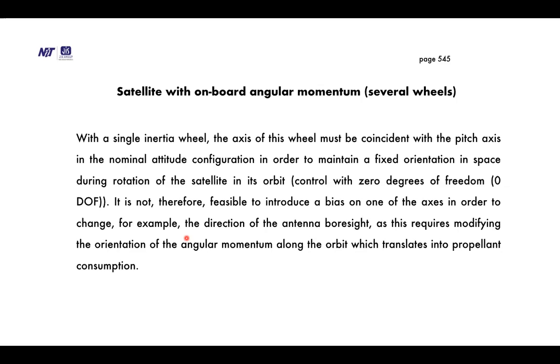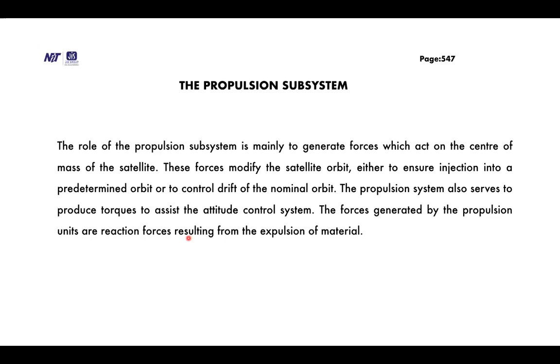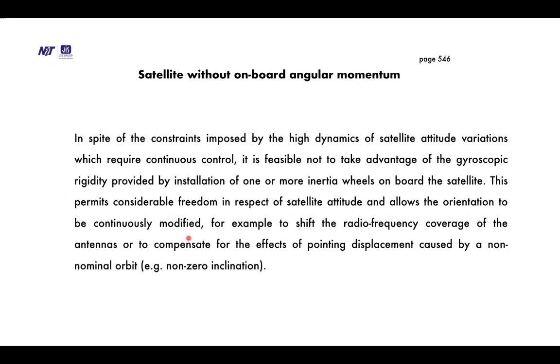Control of the orientation of the spacecraft body is facilitated by using 2 or 3 wheels whose axes are inclined with respect to the pitch axis. The direction of the resulting angular momentum depends on the relative velocities of rotation of the wheels and can thus be modified by adjusting their velocities. Depending on the number of wheels, 1 or 2 degrees of freedom are introduced into the attitude control. An additional wheel for redundancy can be added.